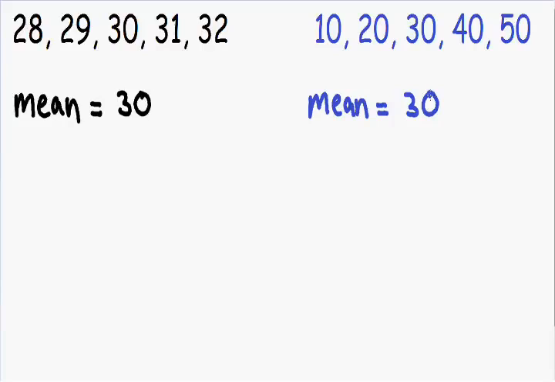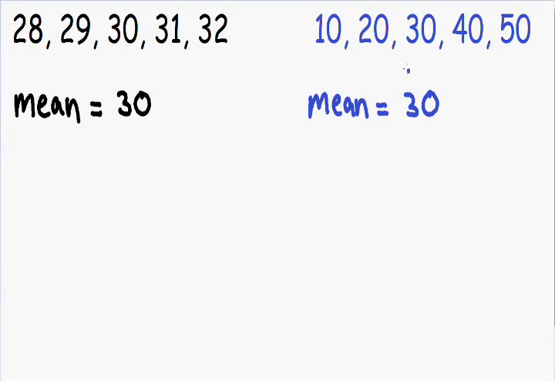But clearly, just by looking at them, we know that this isn't true. The numbers in the black are much closer together to the mean than the numbers in blue. In black, the smallest number is 28, and the largest number is 32. That is very close to our average of 30. Where our data set in blue, our smallest number is 10, and our largest number is 50. That's much farther away than our average of 30.